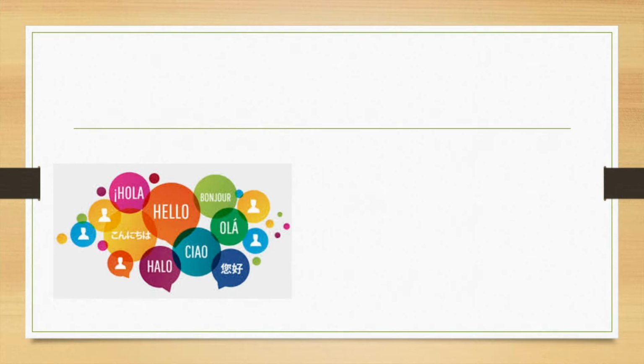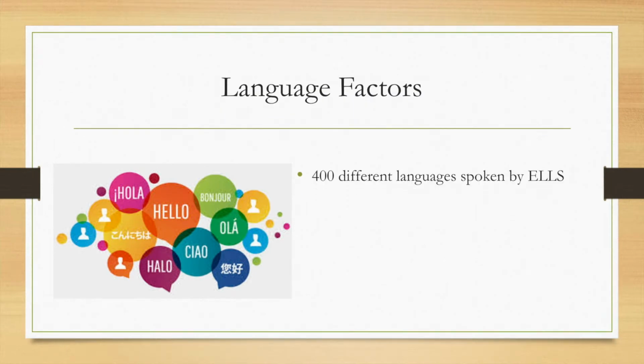First, let's talk about language factors. As I mentioned earlier, there are about 400 different languages spoken by English language learners. These students all have varying levels of English proficiency and also have varying levels of proficiency within their native language. This is where simply translating a test for a student would not be sufficient, since a student may not actually be proficient in their native language.